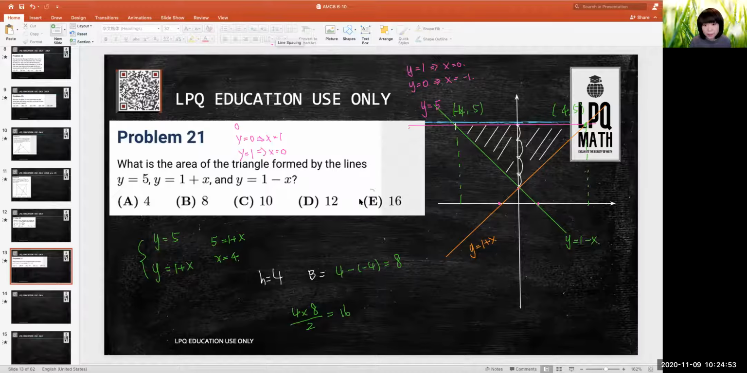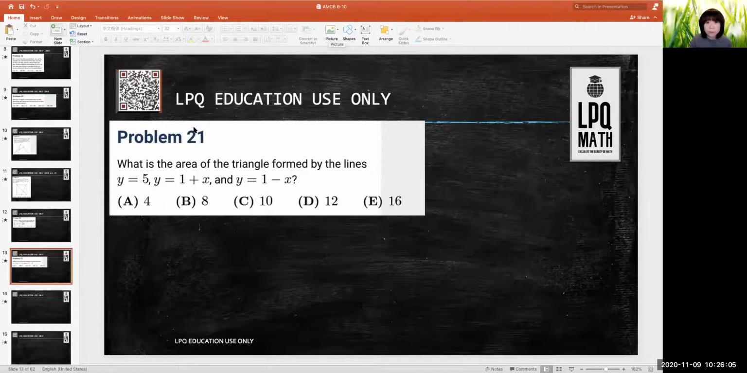So the answer is E. Don't forget your divided by 2. This one seems very easy, but you also need to graph it. When we are doing the AMC8 question, sometimes the time is very important, right? So we need to think about whether there's another way we can do it without graphing.